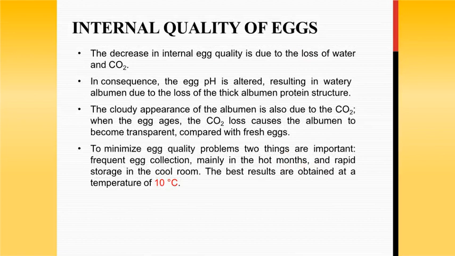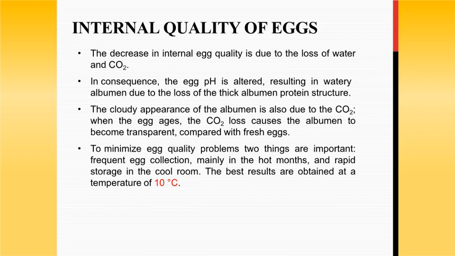Internal quality of eggs. The decrease in internal egg quality is due to the loss of water and CO2. In consequence, the egg pH is altered, resulting in watery albumin due to the loss of the thick albumin protein structure. The cloudy appearance of the albumin is also due to the CO2. When the egg ages, the CO2 loss causes the albumin to become transparent, compared with fresh eggs.